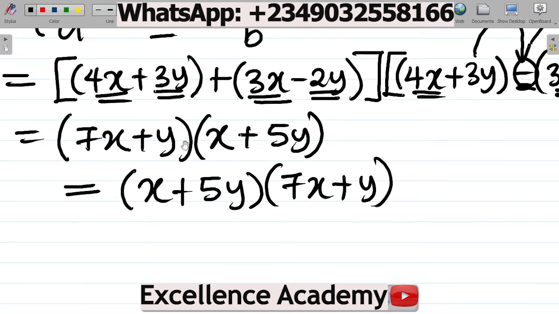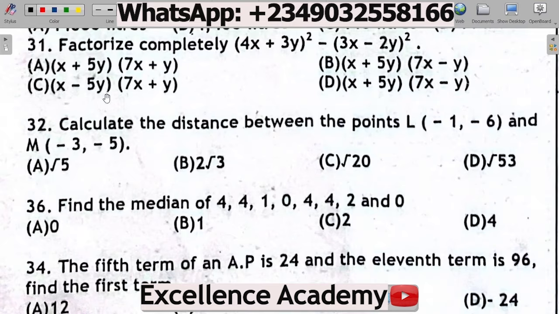So let's see which option has this as its answer. From what we have here, we can see that the correct answer there is option A. So option A is the correct answer.